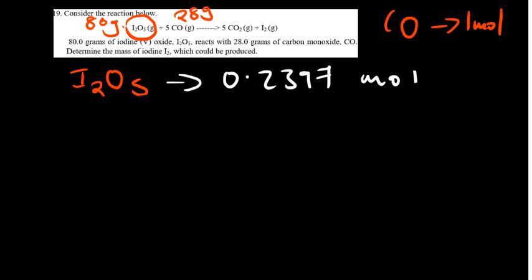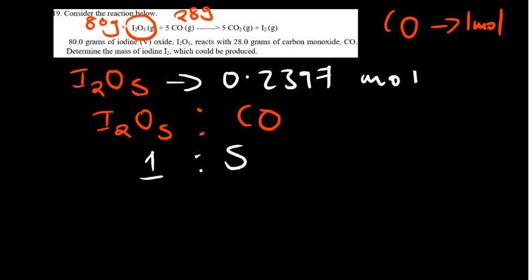Now go back to the ratios. If you go back to our equation, the iodine 4 oxide compared to the carbon monoxide are in the ratio of 1 to 5. We're looking at the stoichiometric coefficients. You can use either of the number of moles you've calculated. In this case, I can go for the carbon monoxide since it's easier.